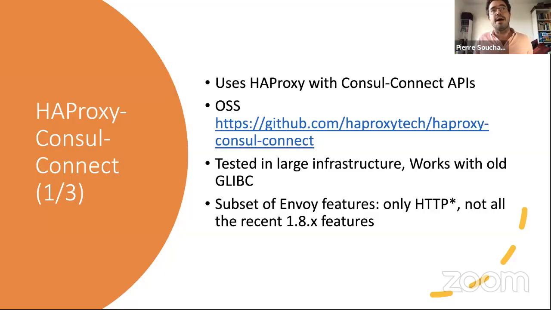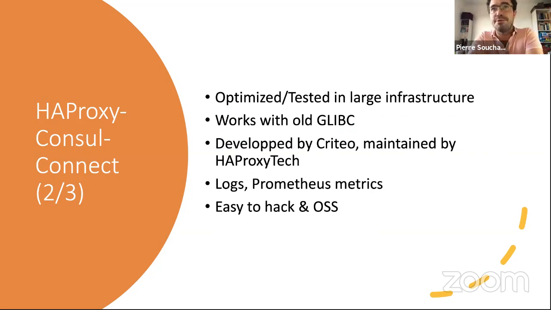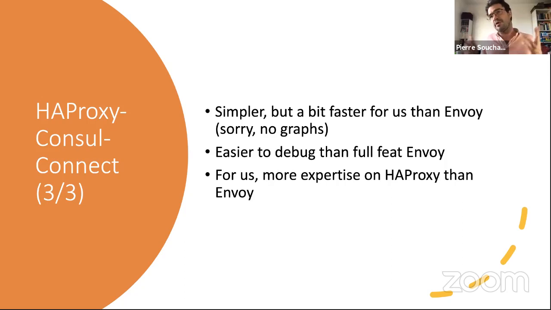The project is called HAProxy Consul Connect. It's an open source project, so you can test it. It works with all glibc versions, of course. It's a subset of Envoy, meaning that not all the features of Consul Connect are implemented; for now mostly HTTP, but it's simpler. It is also tested in our large infrastructure. It is developed basically by Criteo, but maintained by HAProxy Tech, the company behind HAProxy. It sends logs and Prometheus metrics, and it's very easy to hack because it's a subset of Consul Connect, while still being completely compatible, of course. So it's simpler, and it offers somewhat better performance.